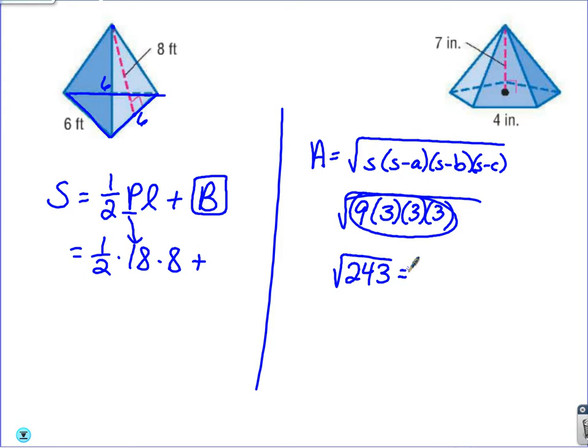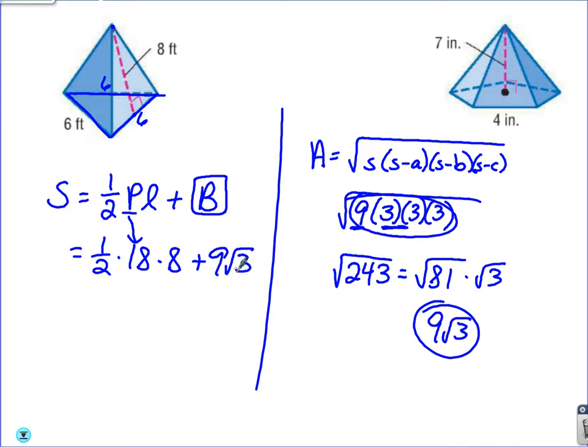That's got a perfect root in it. I think it's 81. Y'all see that 81 right there? 9 times 9. So you can split that into the square root of 81 times the square root of 3, which is 9 root 3. That's the area of the base, which is the same answer you got the other way. So 9 root 3, which now we've got 1/2 times 18 is 9. 9 times 8 is 72 plus 9 root 3.